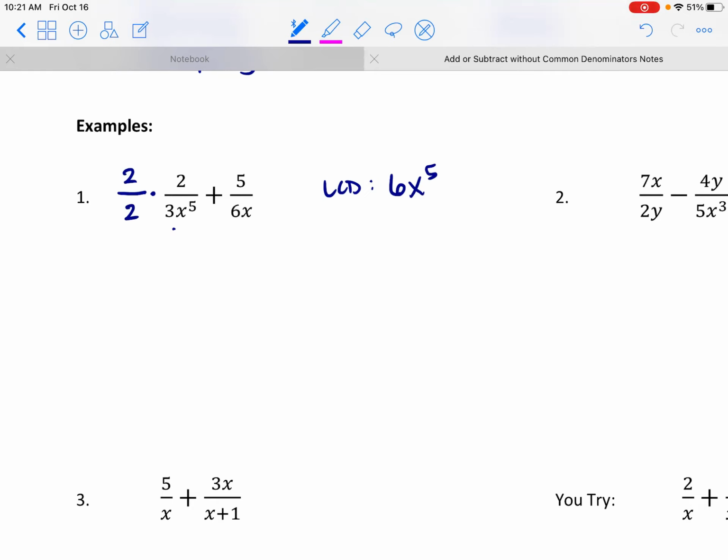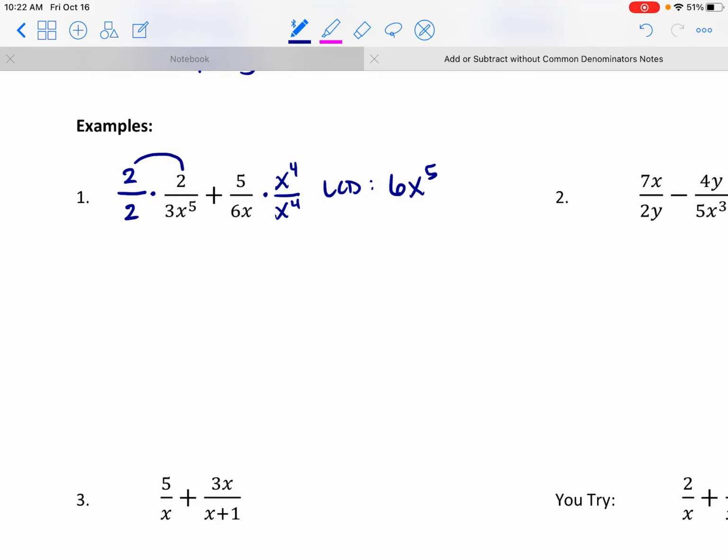The second fraction, I have 6x, I need it to be 6x to the 5th. So it's got the 6 part, don't have to mess with that, but it's only got an x to the 1st, and I need it to be x to the 5th. So it's got 1x, but it needs 5 of them, so it's missing 4. If it's missing 4 x's, I have to multiply by x to the 4th power. And then 6x to the 1st times x to the 4th is going to get me 6x to the 5th. Okay? So now I can multiply.